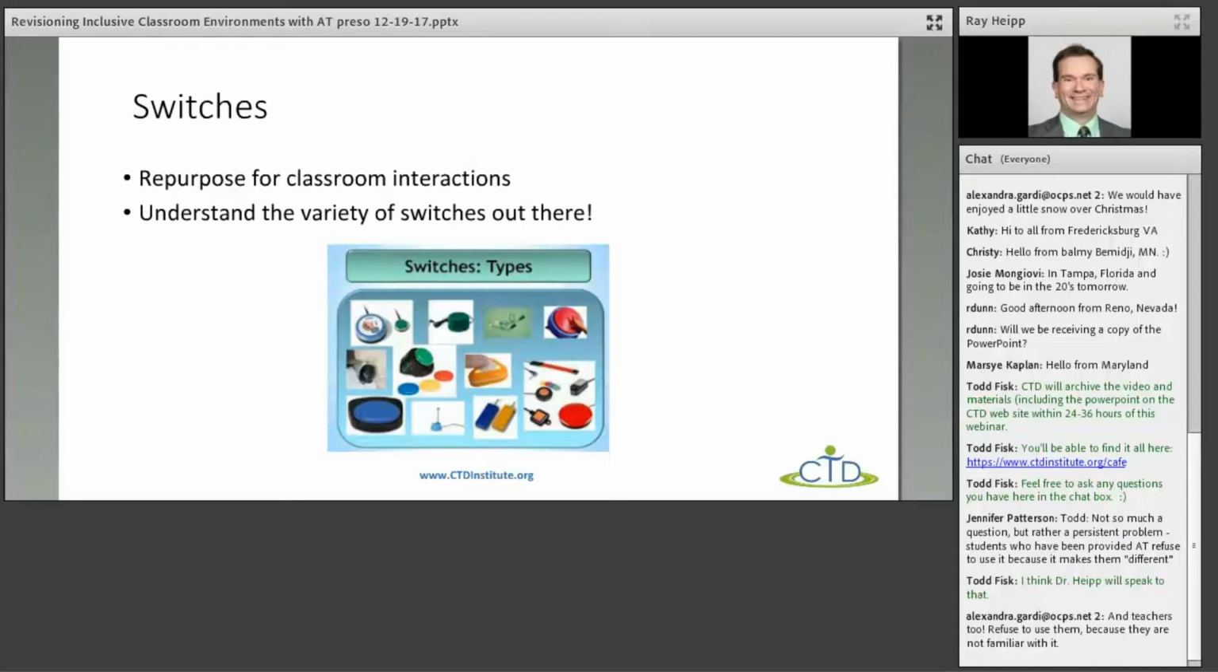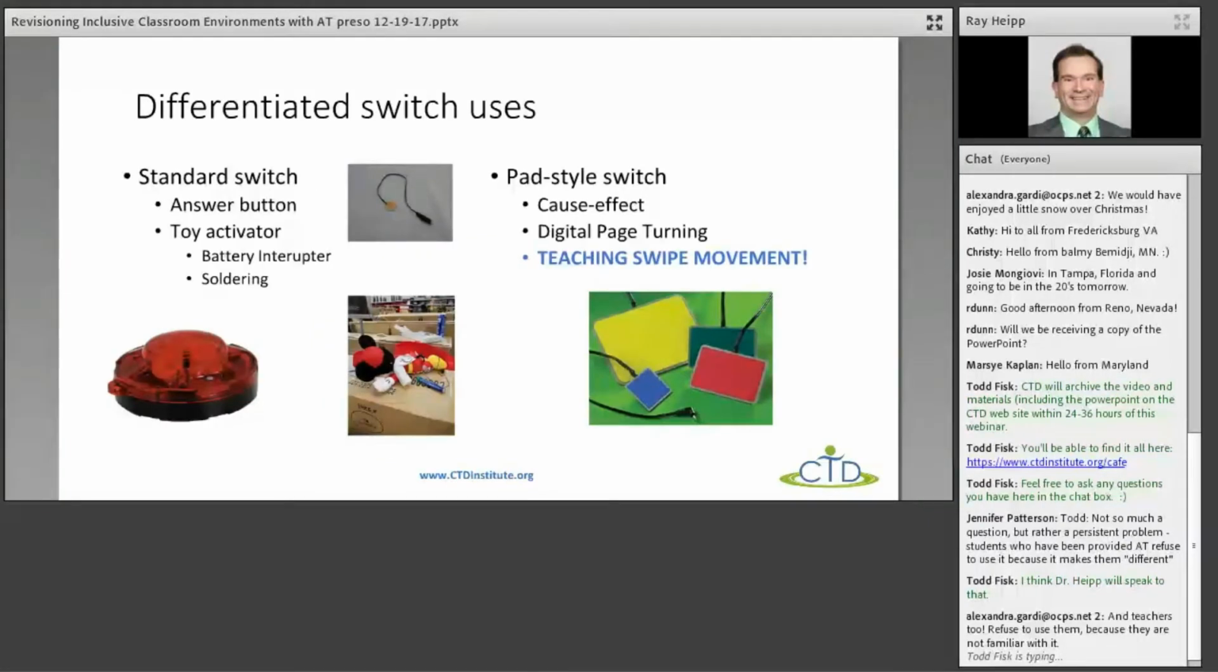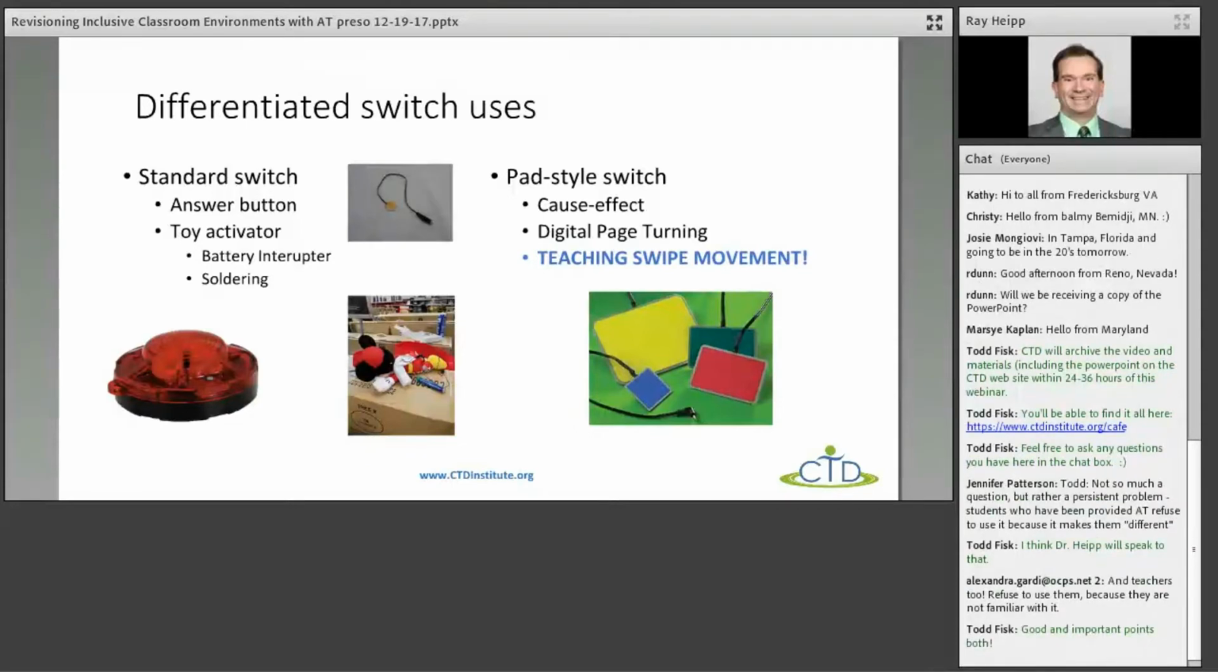But let's start with switches, because that's the most common thing we will see lying around our buildings or our therapy rooms. We need to understand that switches actually come in a wide variety, that we don't always have to press down with them. And that is significant, because there are kids and adults that don't have that ability to press down on something. So we need to see that there are other types of switches out there. Another thing we need to understand is that the switches, even the ones that we do press down, have differentiated uses.